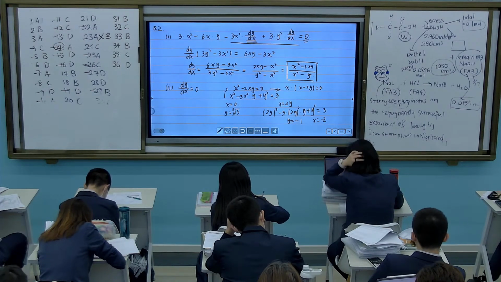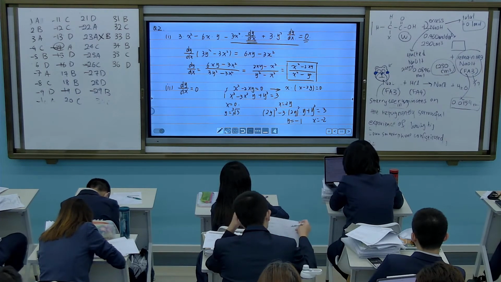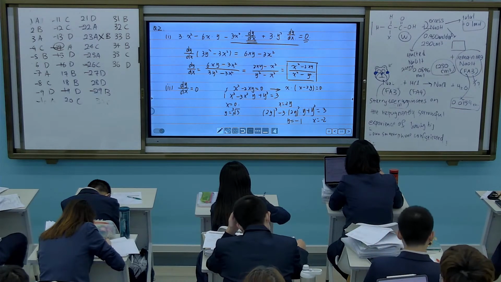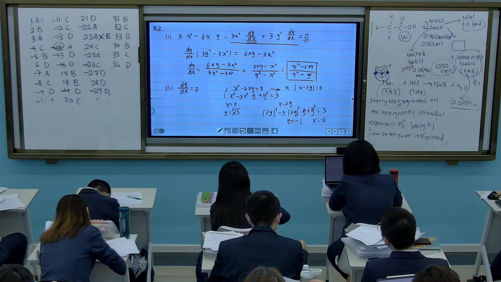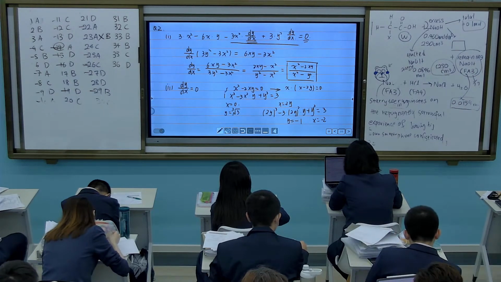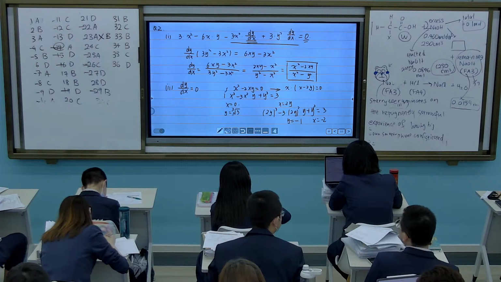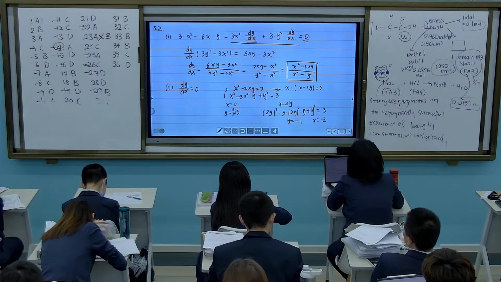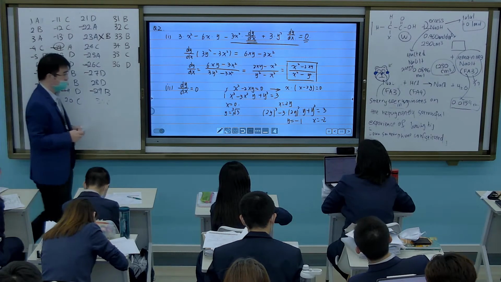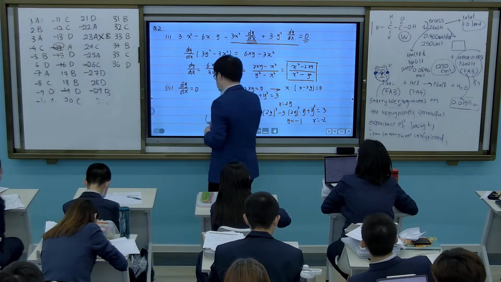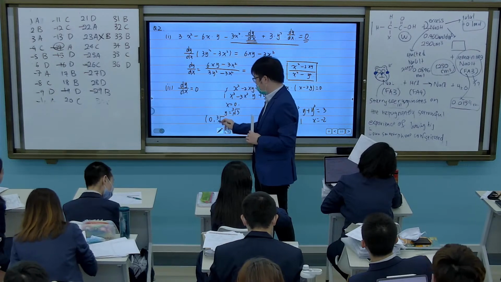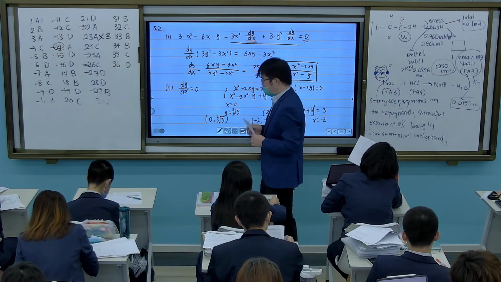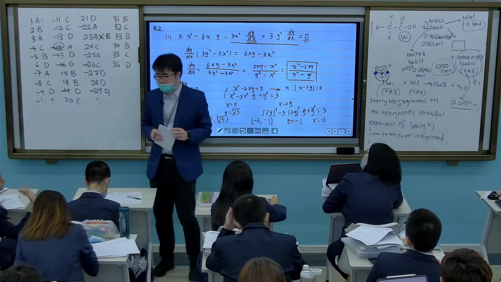Question? Any point not so clear? Just now I mentioned 2 points, right? 0 and the cube root of 3. The next one is negative 2 and negative 1.